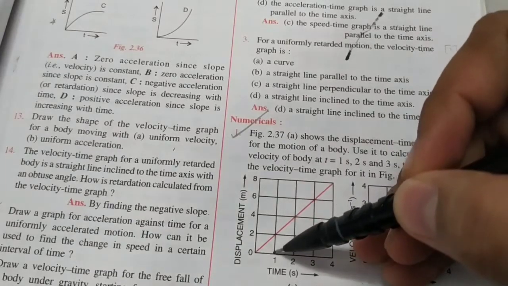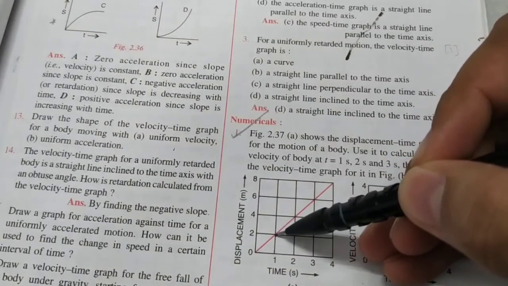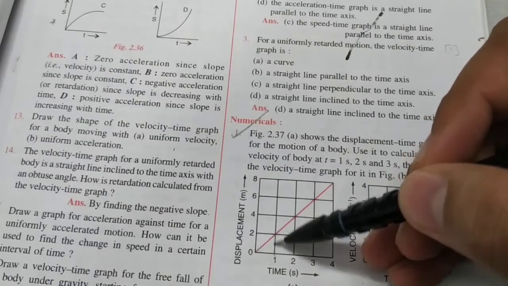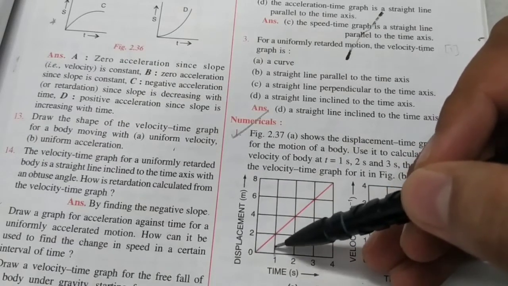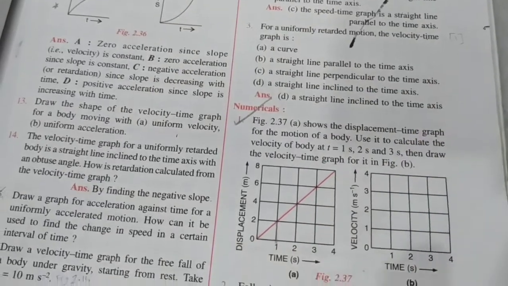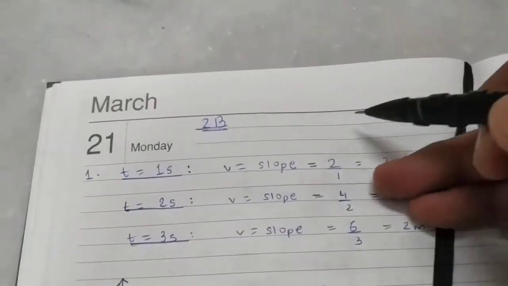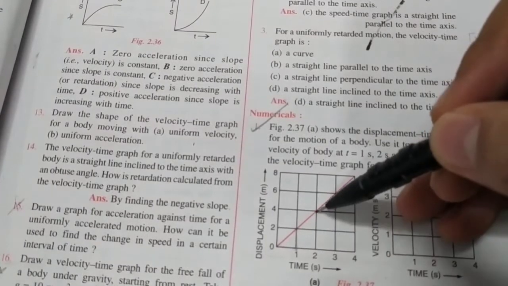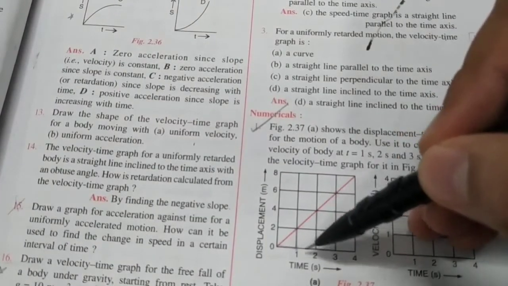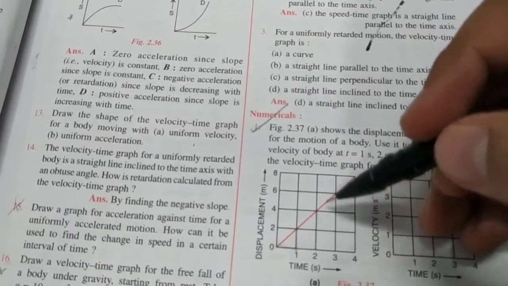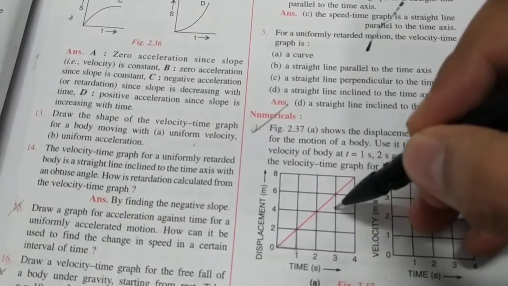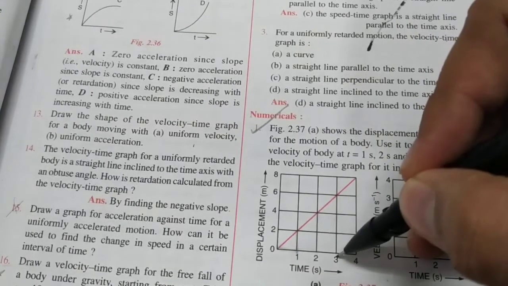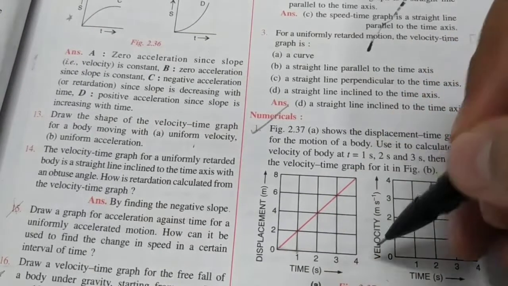So at 1 second, the displacement is 2 meters and the time is 1 second. And velocity is always displacement upon time. So at 1 second, velocity is displacement upon time, 2 meters per second. Similarly, after 2 seconds, the displacement is 4 meters and the time is 2 seconds. So 4 upon 2, again 2 meters per second is the velocity. After 3 seconds, the total displacement is 6 meters and the time is 3 seconds. So the velocity is 6 upon 3, 2 meters per second again. So we can clearly see it's a uniform velocity.